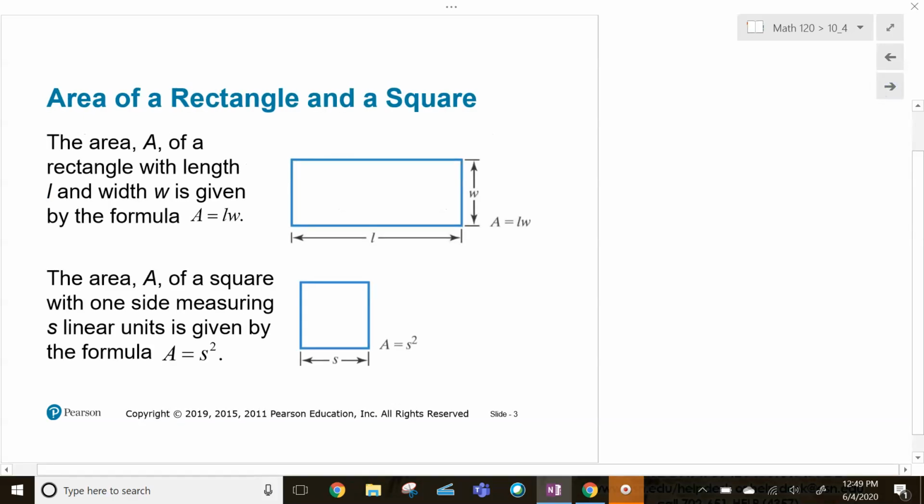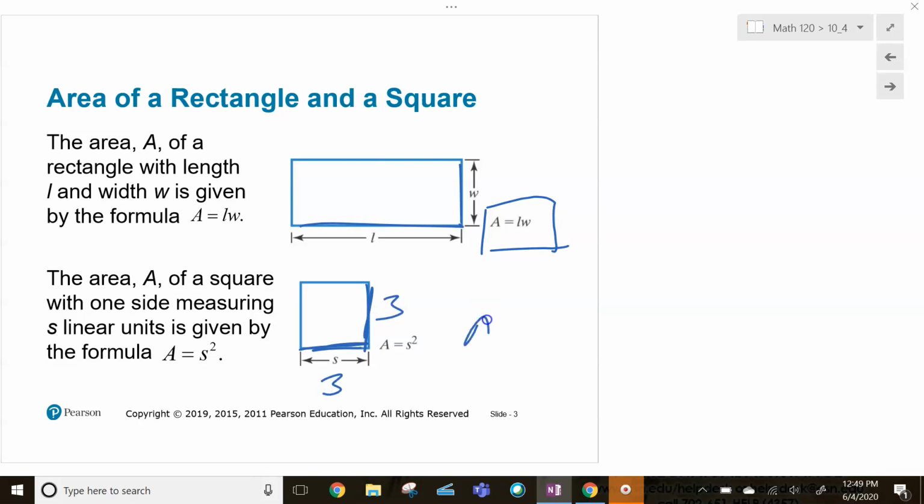First of all, the area of a rectangle, as you might recall, is length times width, so whatever your length is times whatever your width is. For a square, you've got just the side times the other side, so side squared. For example, if this is 3 and 3, you've got 3 squared. 3 times 3, we got 9. This is in inches, so that'd be 3 inches times 3 inches, 9 square inches.